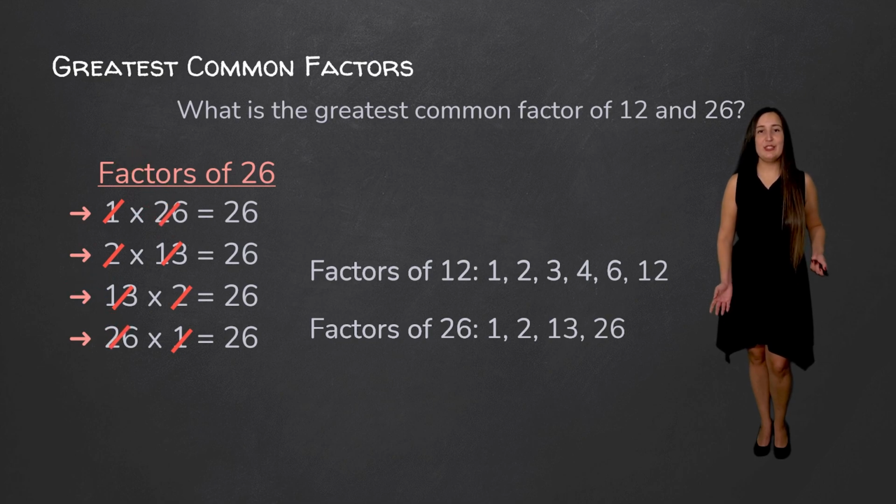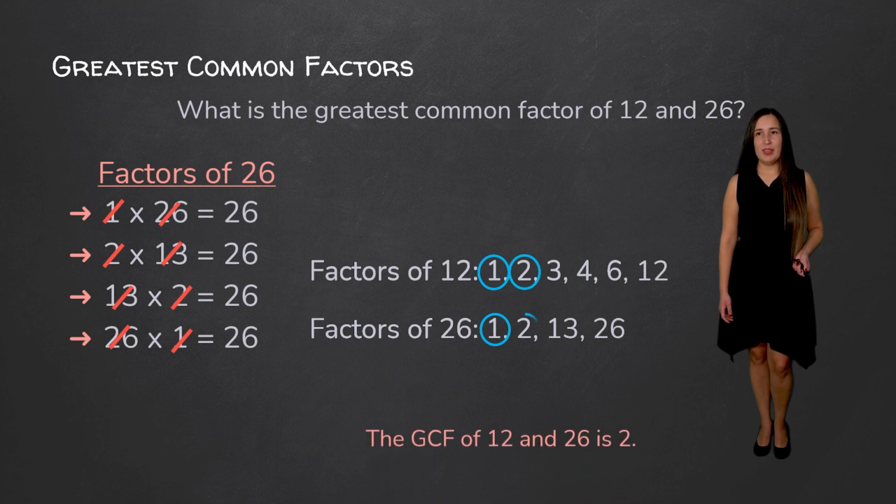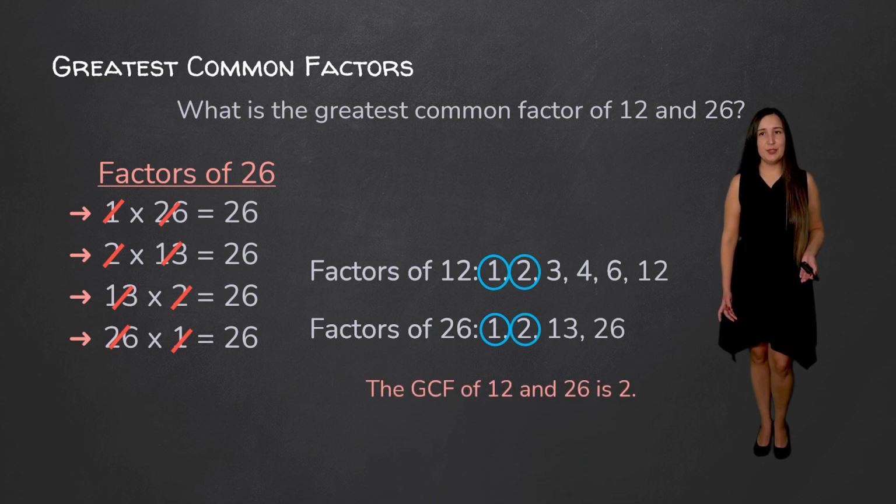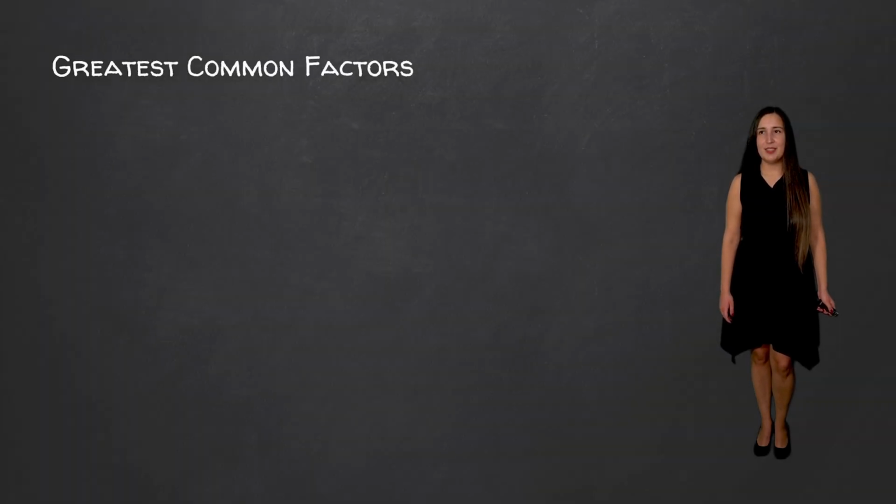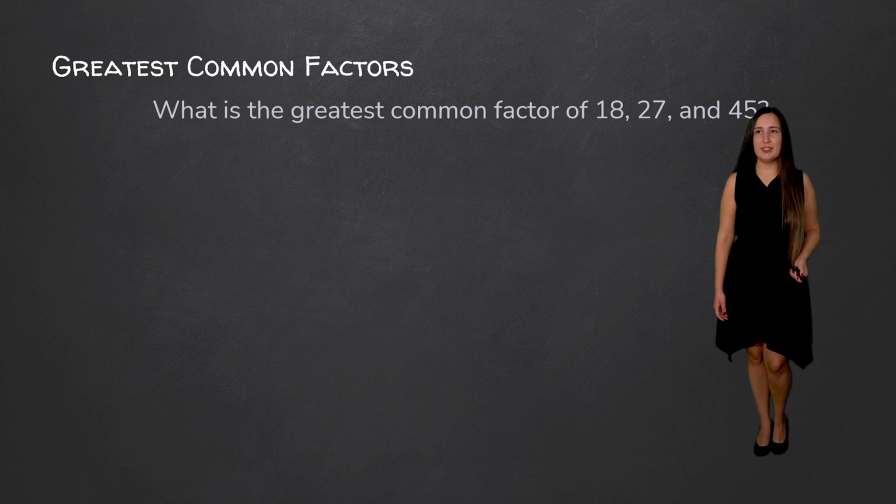Alright, so let's circle the ones that they have in common. So both numbers have a factor of 1 in common, and they both have a factor of 2 in common. So the GCF of 12 and 26 is 2 because it's the greatest factor that they both have in common. Alright? So let's do another example.